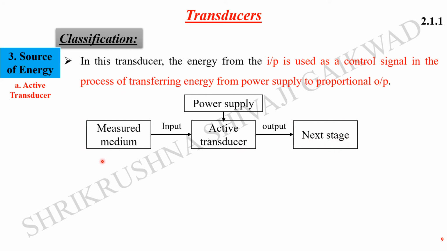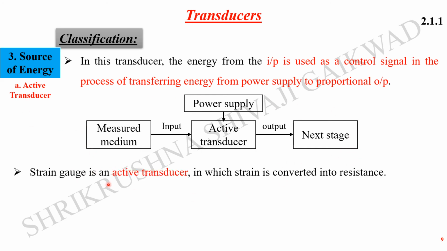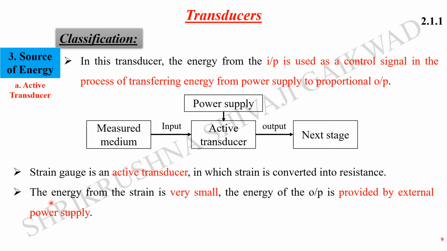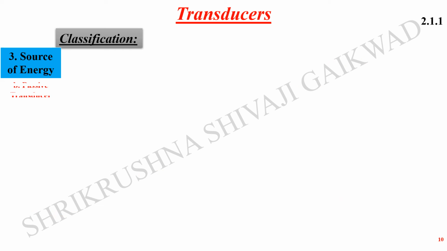This is how the source of energy is used in case of the active transducer. This is the schematic representation. The strain gauge is an active transducer in which the strain is converted into resistance. The energy from the strain is very small, and the energy of the output is provided by the external power supply. We need to drive that input by using the external power supply.